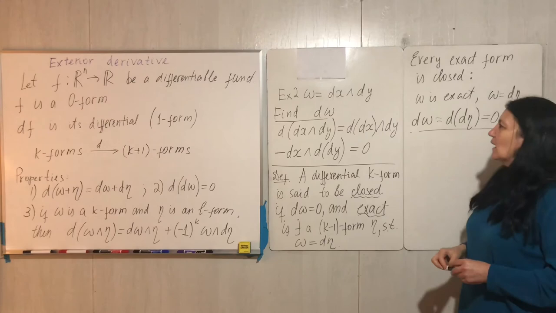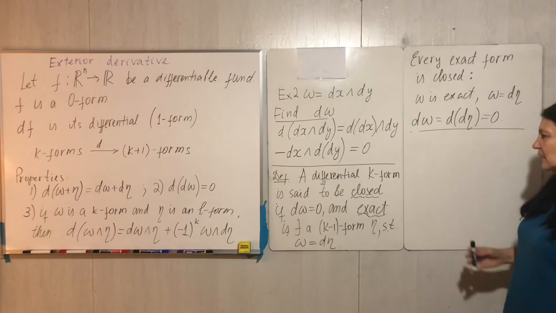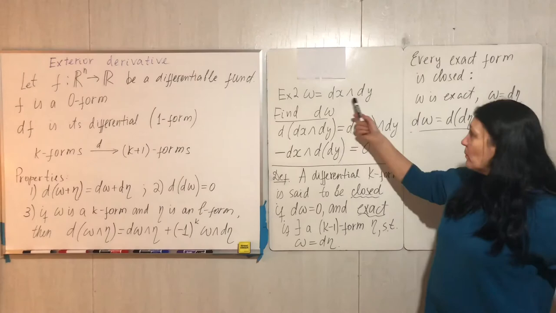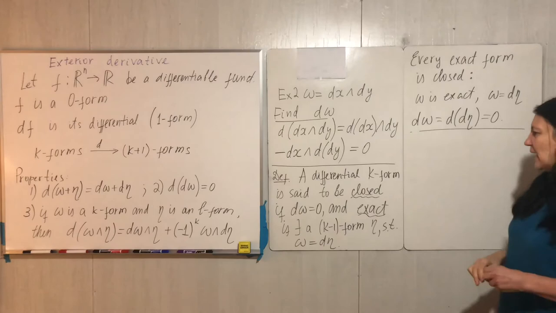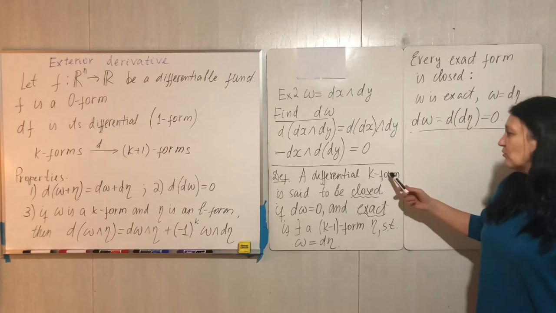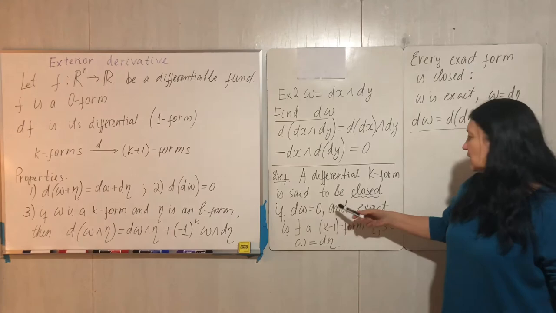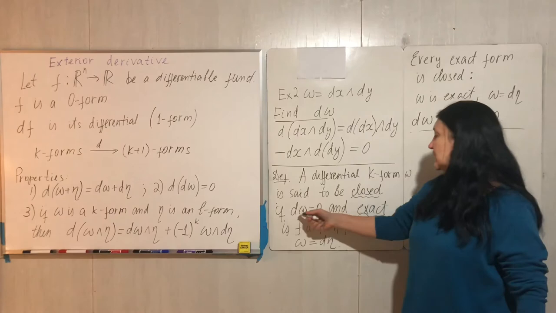So now let's introduce a definition. From this example, we had omega, we computed its exterior derivative, and we got zero. Such forms are called closed forms. A differential k-form omega is said to be closed if d omega equals zero. So that's what we had here: we had omega, d omega is zero, a closed form.